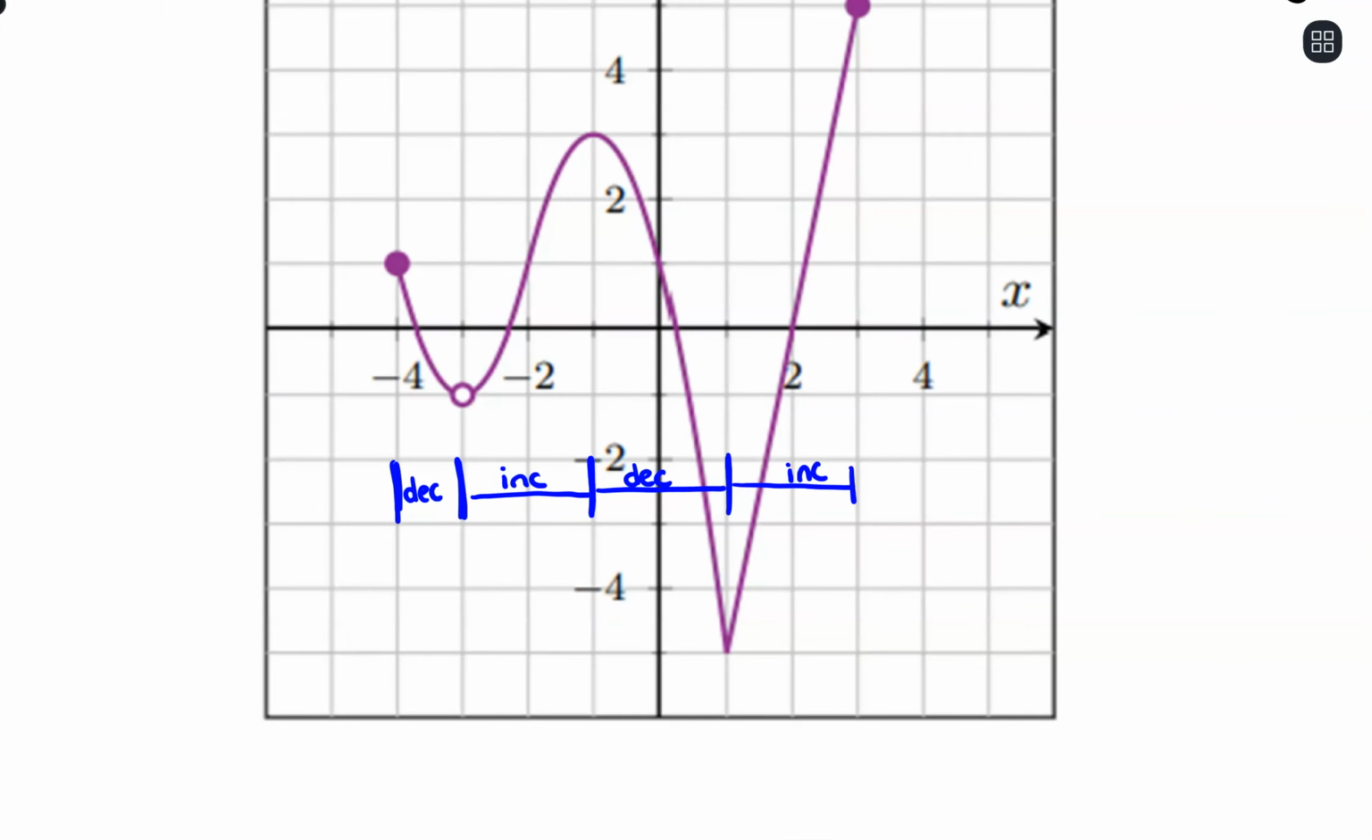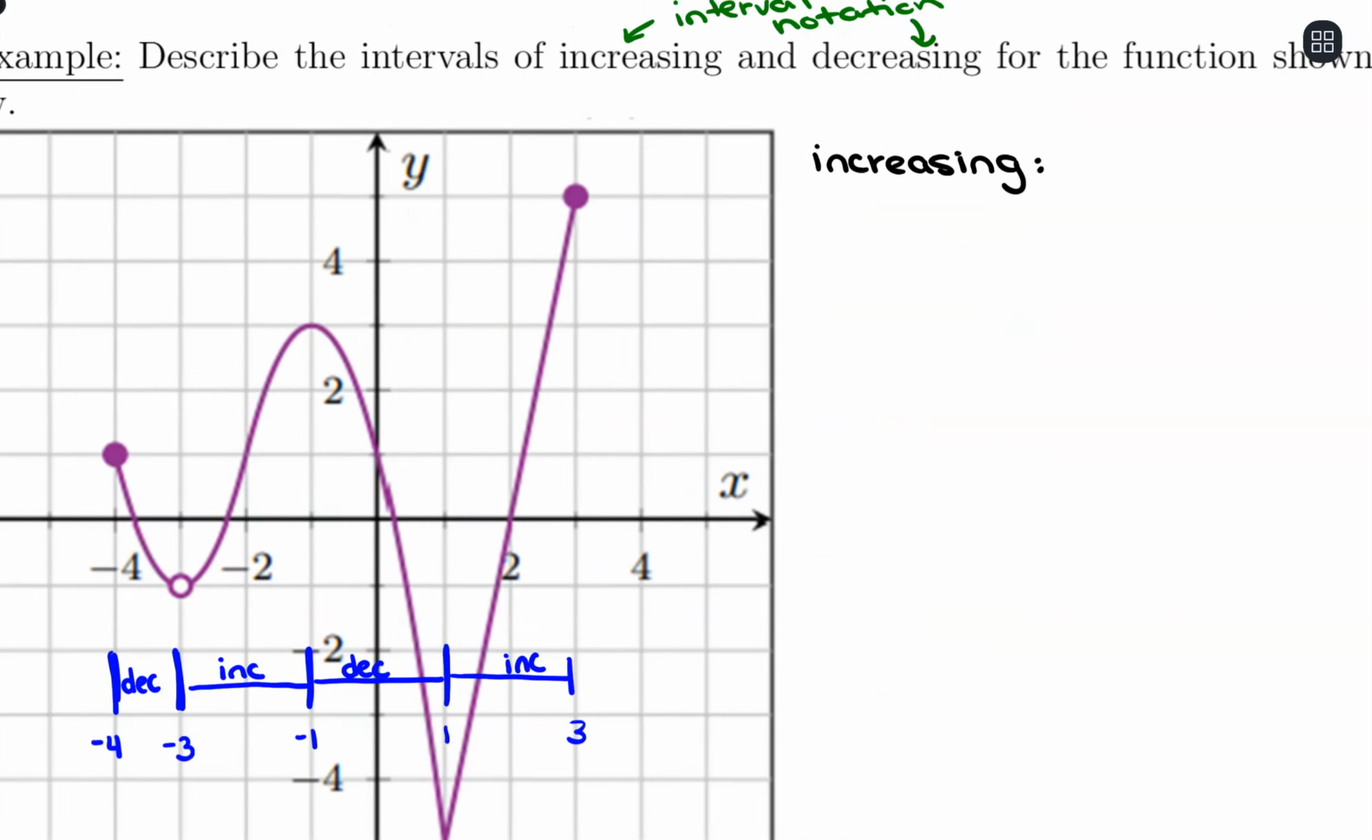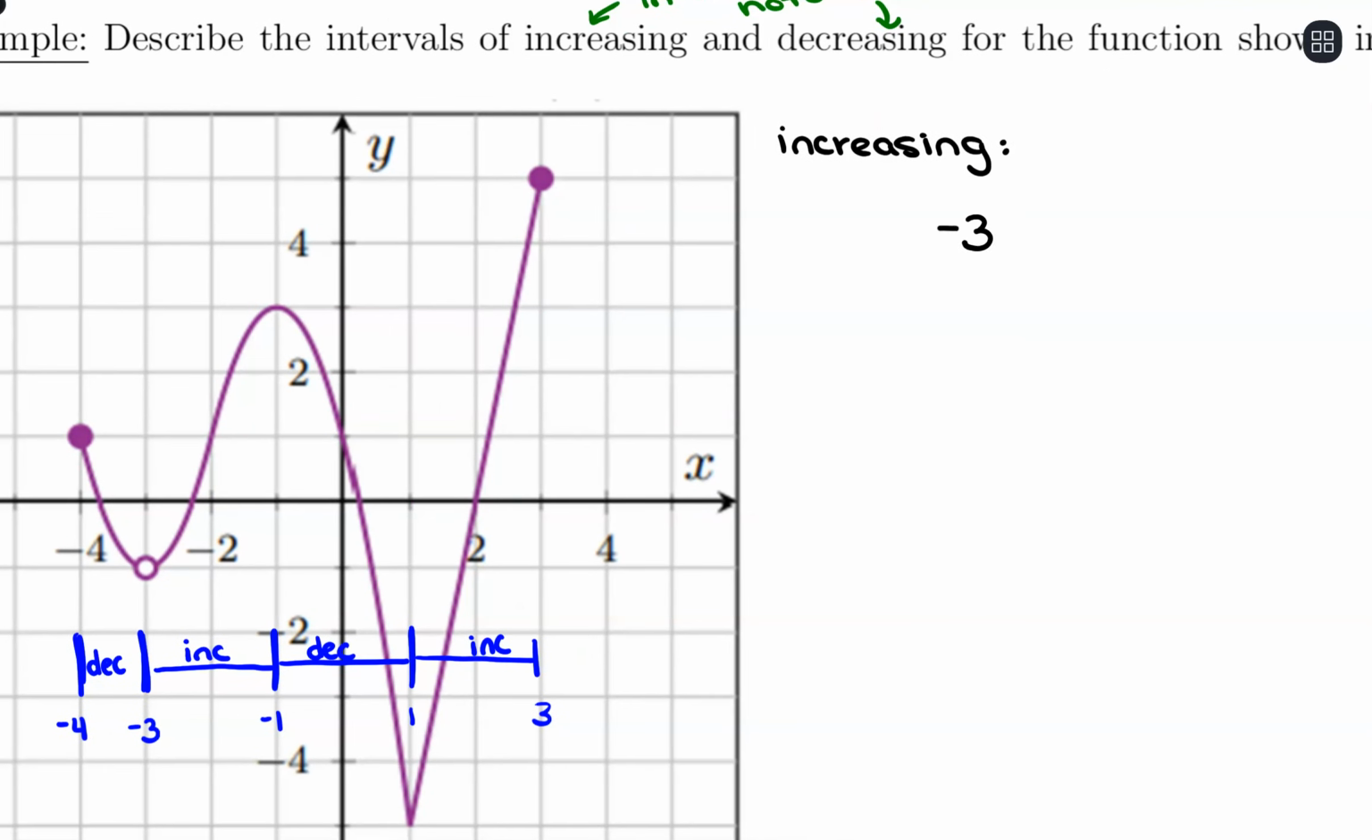So how I put that onto the graph, we can now see these sections of increasing and decreasing. And these cutoff points are at -4, -3, -1, +1, and +3. So those are going to be the endpoints for my intervals. With increasing, I can see we're increasing from -3 to -1. So that's going to be one of my intervals. So we're going to have -3 to -1. I'm going to leave the brackets or the parentheses off for a second because we'll come back to that. And then our function was increasing again from 1 to 3.